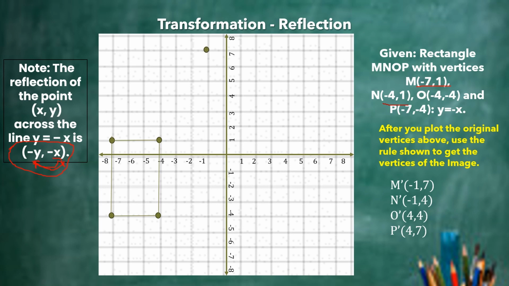So we have (-1, 7), (-1, 4), (4, 4), (4, 7). And we have completed the reflection of rectangle MNOP across the mirror line of y = -x.